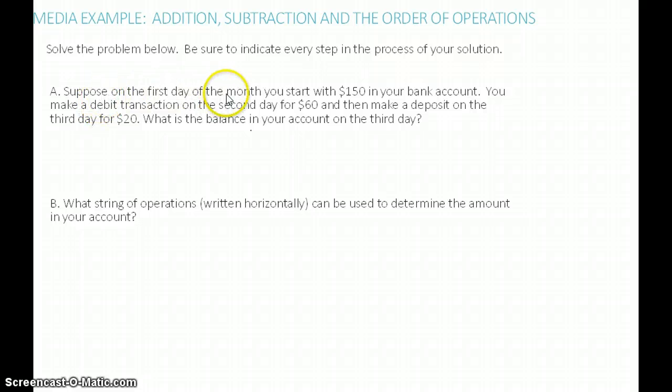Suppose on the first day of the month you start with, I'm going to highlight our givens as we go, $150 in your bank account. You make a debit transaction on the second day for $60. And then you make a deposit on the third day for $20. And our goal is to find what is the balance in your account on the third day.